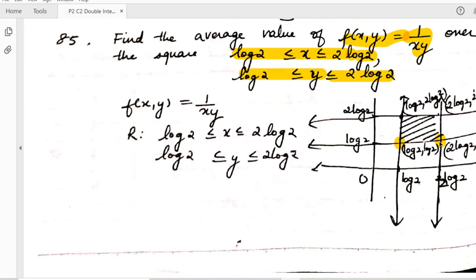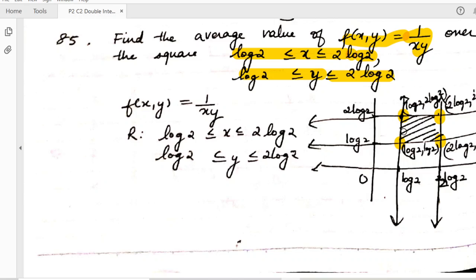Now let us see the next vertex. So this point we can see on the x-axis it is 2 log 2. On the y-axis it is log 2. So this is 2 log 2 comma log 2. Similarly here we can see the x-axis is 2 log 2. On the y-axis it is 2 log 2. So it is 2 log 2 comma 2 log 2. So this point we can see on the x-axis it is log 2 and on the y-axis it is 2 log 2. So this point is log 2 comma 2 log 2. So we have described the region and the vertices of this region.